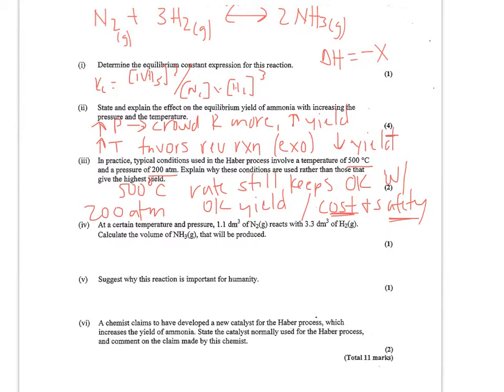Part 4 says, at a certain temperature, 1.1 decimeters cubed of N2 and 3.3 decimeters cubed of H2 are reacting. Calculate the volume of NH3 produced. This goes back to Avogadro's principle that 1 mole of gas is the same volume no matter what kind of gas it is. So when I look at this 1 to 3 to 2 ratio, that also goes for my volume. So 1.1 and 3.3 will yield 2.2 decimeters cubed, or liters. Suggest why this reaction is important for humanity. It's all about producing enough food for 7 billion people.